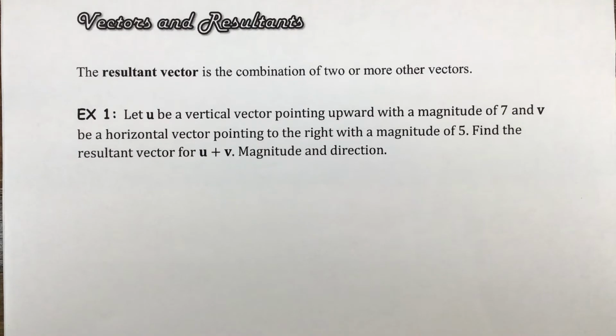In example 1, we're going to let u be a vertical vector pointing upward with a magnitude of 7, and v be a horizontal vector pointing to the right with a magnitude of 5. We're asked to find the resultant vector of u plus v, and when we do that, we're going to be figuring out the magnitude and the direction that goes with it, okay? Let's go ahead and start with the sketch.